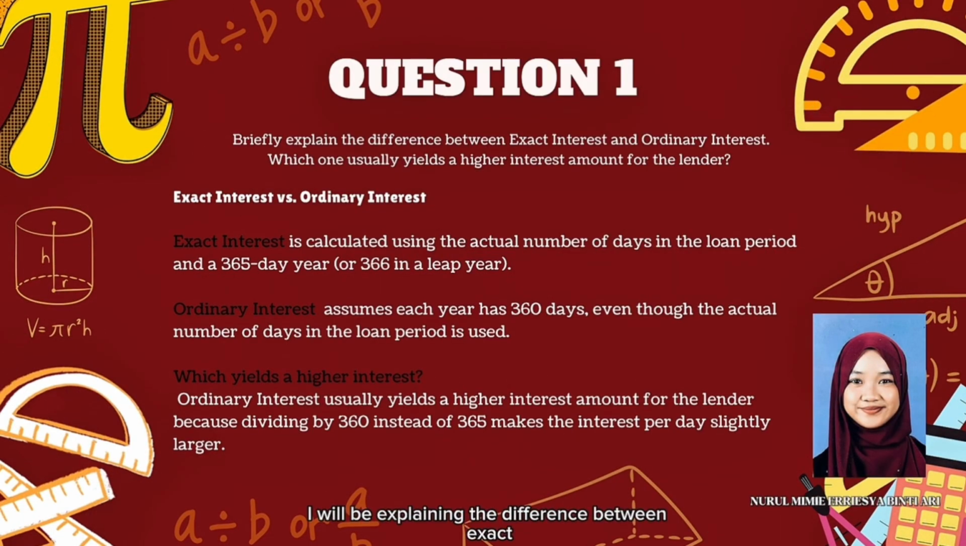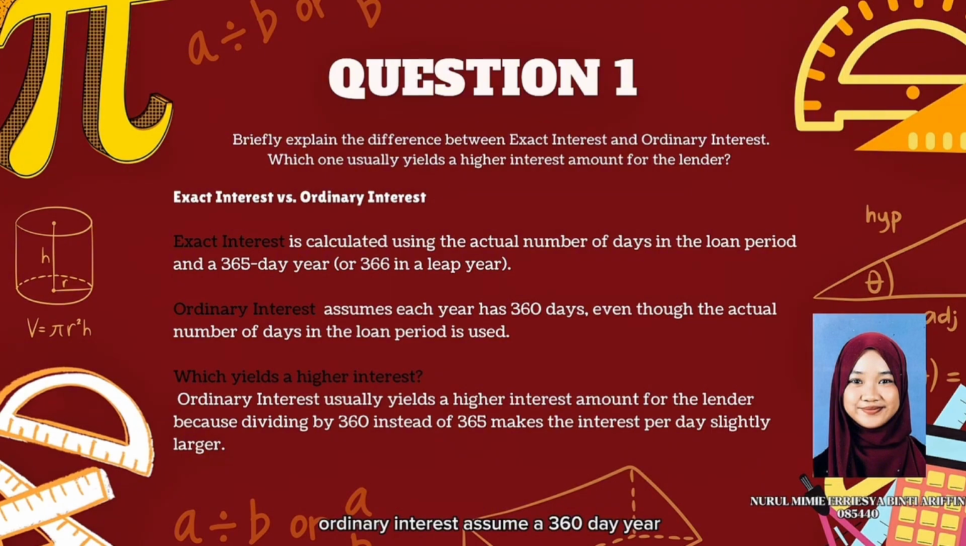Today, I will be explaining the difference between exact interest and ordinary interest. Exact interest is calculated using the actual number of days in the loan period and a 365-day year, or 366 in a leap year. This method is more accurate because it follows the real calendar.